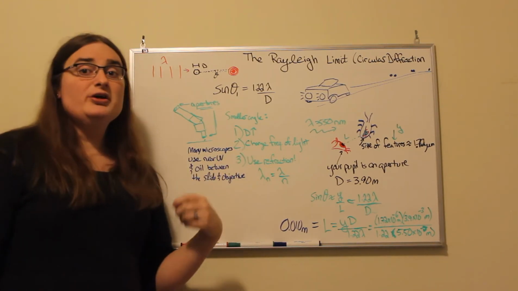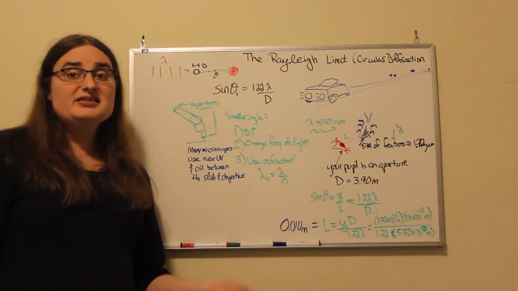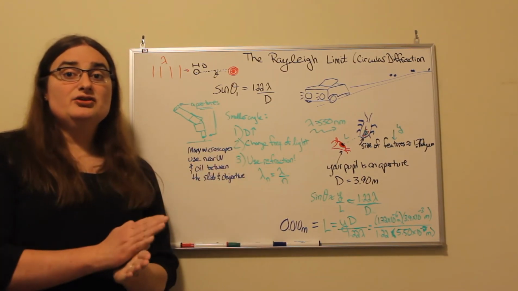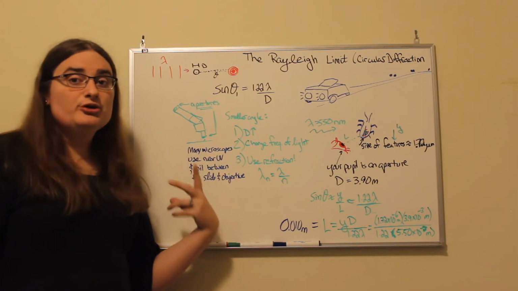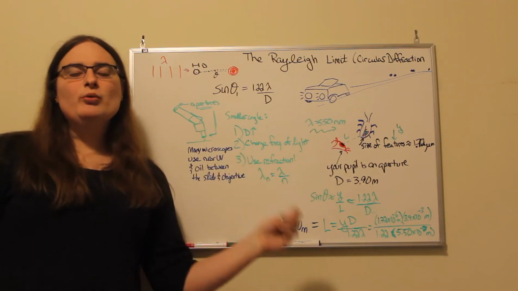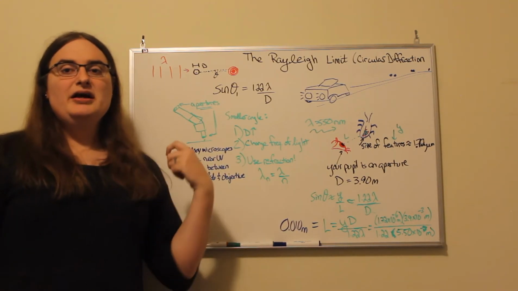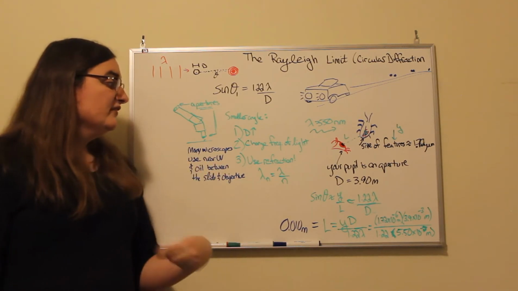One of the other things we can do is change the frequency of light, because the higher the frequency, the shorter the wavelength. So a lot of microscopes will use the near ultraviolet for imaging because that shorter wavelength gives them a smaller, resolvable sized feature.